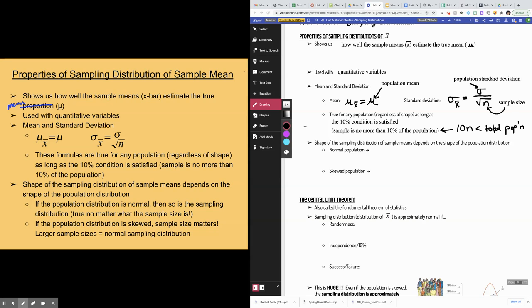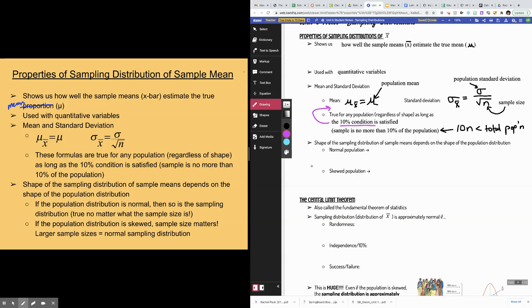Okay, so the 10% condition here basically gives us permission or allows us to use these formulas for mean and standard deviation. Okay, that's essentially what it's for.